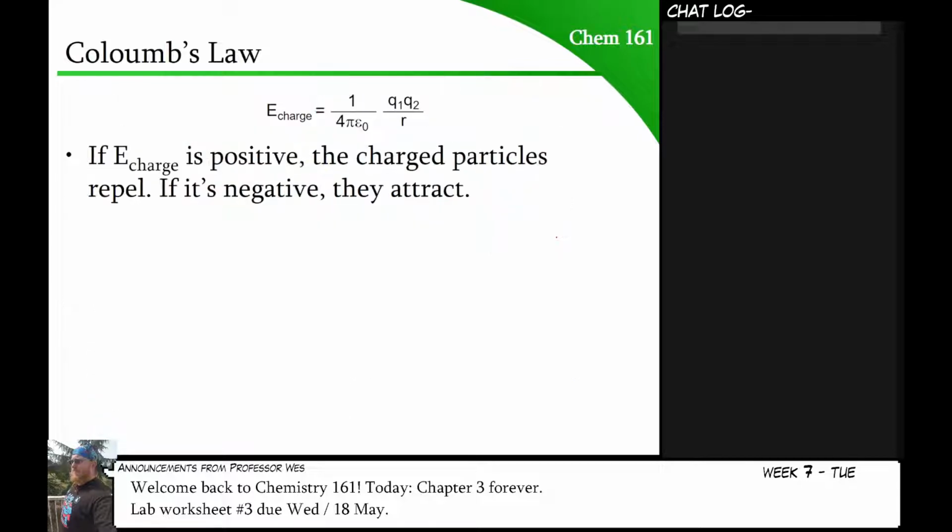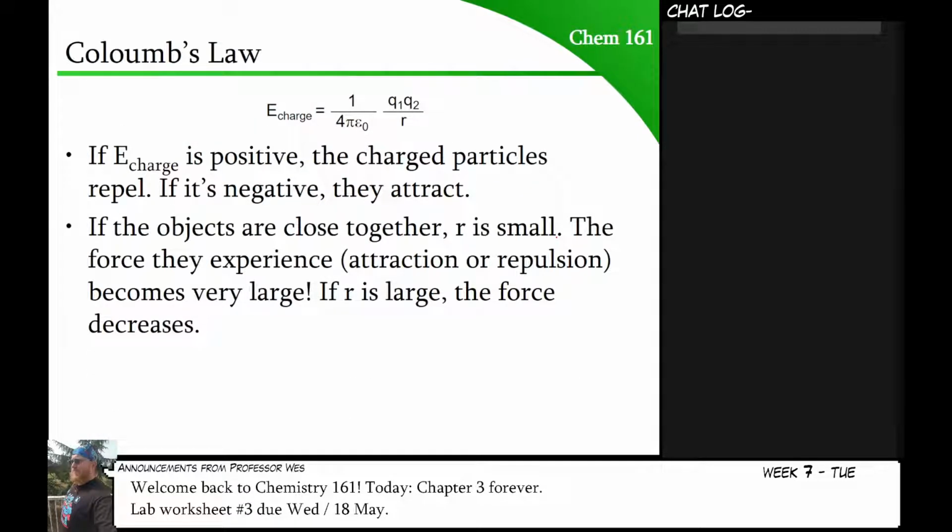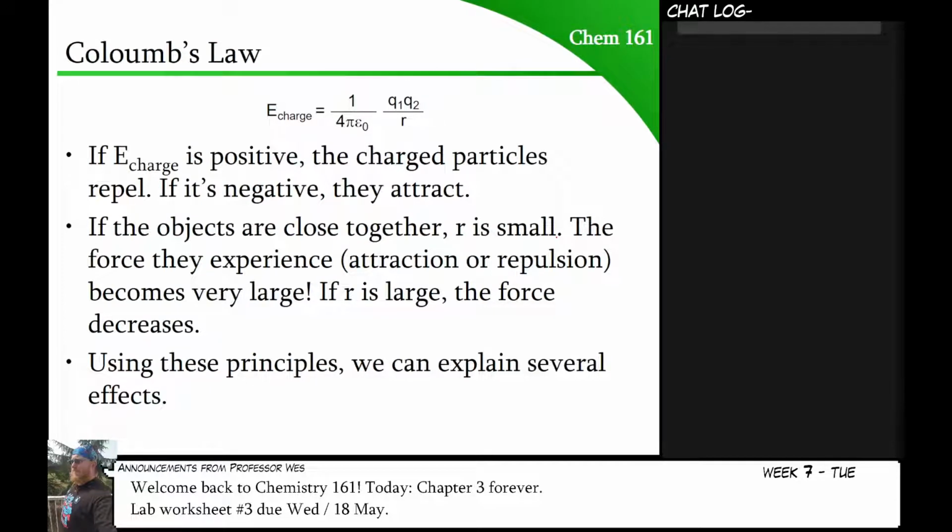All right, so what can we do with this? Well, the first thing we want to do is explore this formula a little bit in terms of charge. If I have two things that are oppositely charged and I multiply them together, the result is a negative number. If I multiply two with the same charge together, I get a positive number.